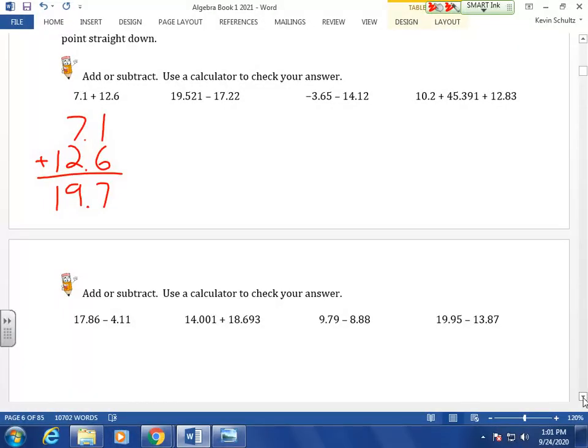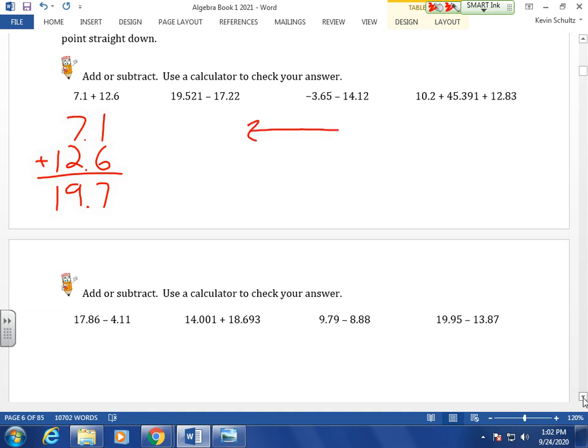Negative 3.65 minus 14.12. Who'd like to chime in and give us your thought process for calculating something like that, where you're starting negative, then you're subtracting? Negative 3.65 minus 14.12. Yeah. I feel like it'd just be like adding two negatives together. Okay. So how would you go about doing it? I'd probably just add it like it was a positive and then just put the negative sign at the end. Yeah. If you're starting negative and you're going further negative.